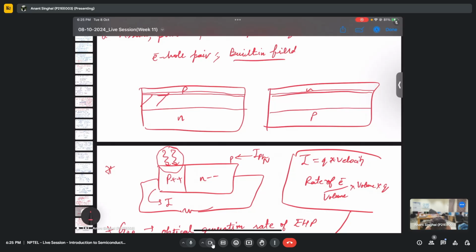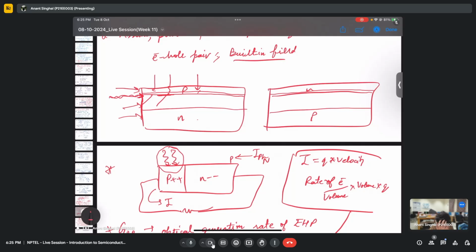Interface means this. We cannot shine light directly at the interface, because everything here will act like bulk, and here also everything will act like bulk. The interface is a single point, so we need to give the light from the top only. And the second question is, why not NP and PN? That is the question, right? Yes. So I guess we can do it like that also.